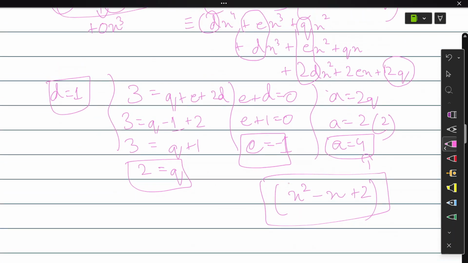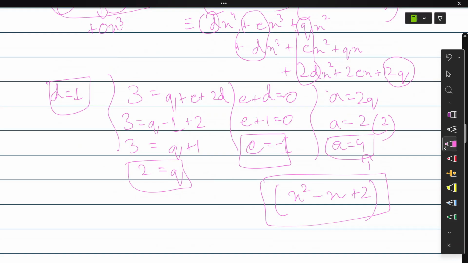Now, how we're going to be mindful about it here is: e plus d equals 0, d is 1, so e is minus 1. Did I substitute minus 1? Yes, I did. 2 minus 1 is 1. Take 1 there, 3 minus 1 is 2. Q is put here. 2 times 2 is 4. A equals 4. 4 is correct.